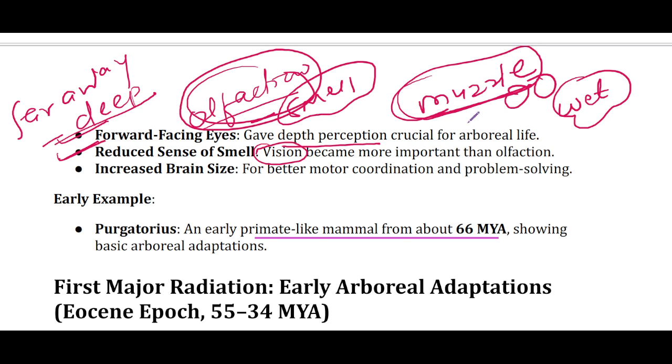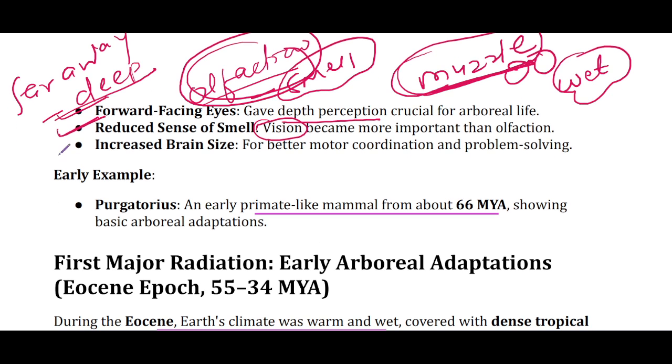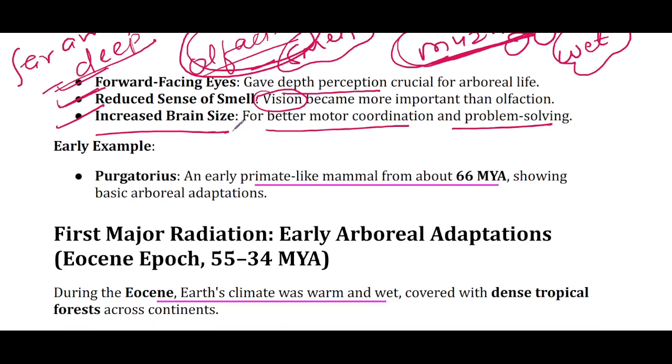जैसे इसलिए आप जब प्राइमेट्स में एवोल्यूशन देखेंगे तो जो अर्लीस्ट प्राइमेट्स हैं उनसे लेकर जो मॉडर्न प्राइमेट्स हैं उनके अंदर there is a gradual reduction of muscle. Then the third adaptation was increased brain size. So this provided for better motor coordination and problem solving.